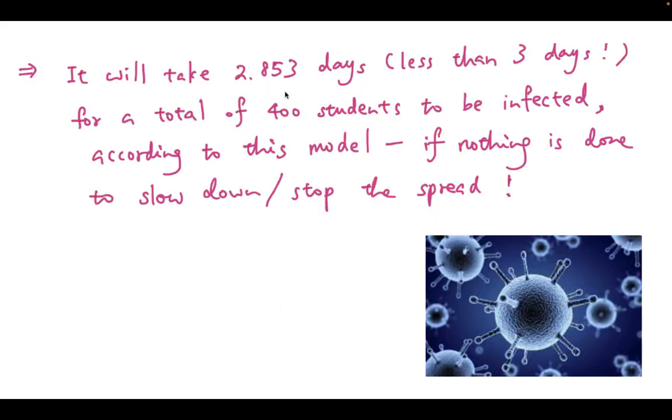So this is my conclusion. It would take 2.853 days, less than 3 days, for a total of 400 students to be infected according to this model, if nothing is done to slow down or to stop the spread. But again, is it really realistic that so many people will be infected within just 3 days? Well, still I doubt it, but that's the conclusion that I found according to this model. So this is the end of my presentation. Thank you for listening.